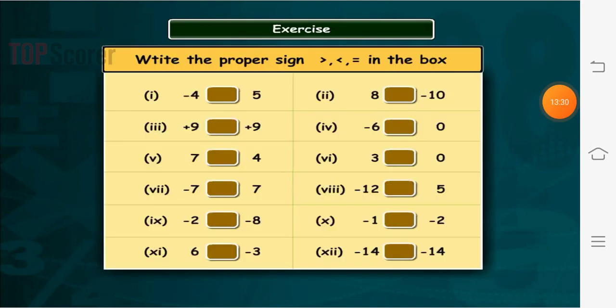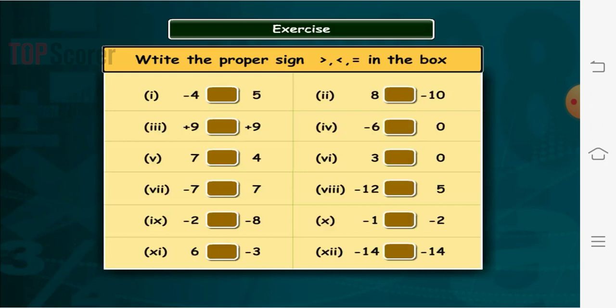So children, based on the topic comparison of integers, let us solve the exercise. This is the next exercise, that is practice set 7. You have to write this in your notebook with those examples also which we have solved just now. Here you have to write the greater sign, smaller sign and equal to sign in the box. Now first question, what we are going to solve now? Minus 4 and positive 5.